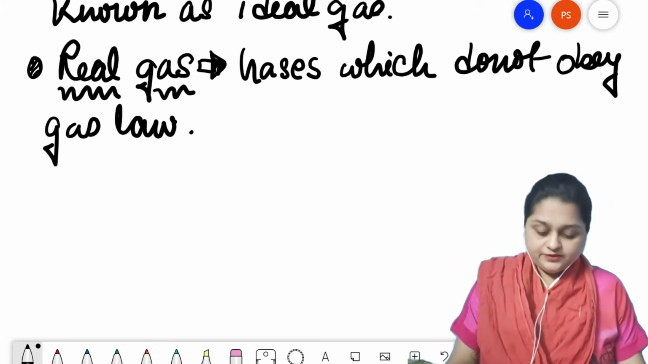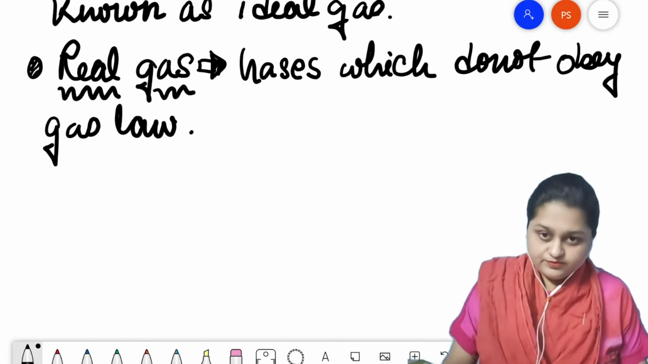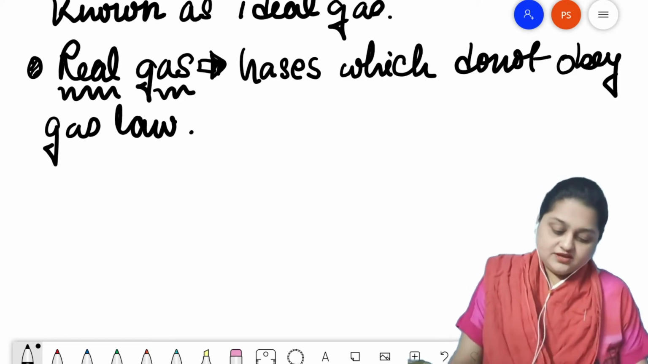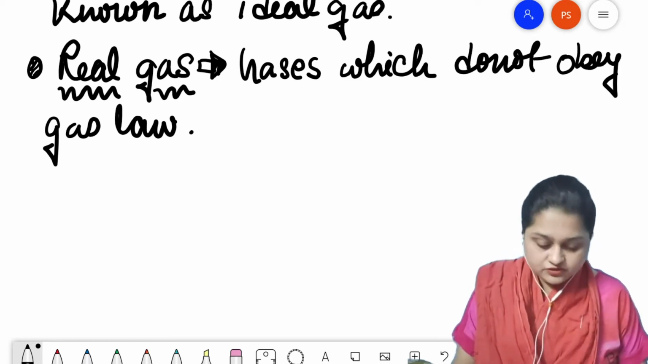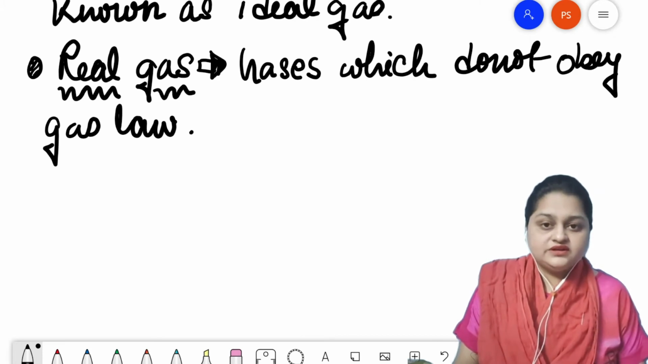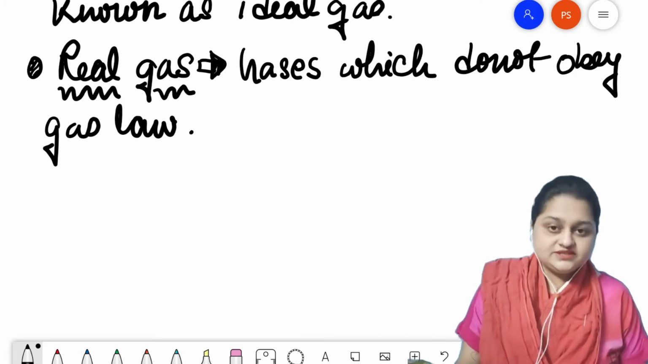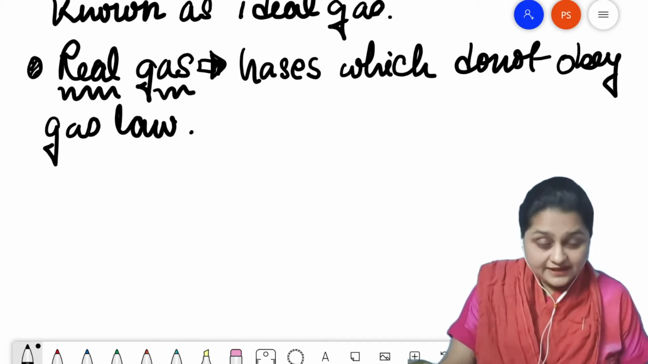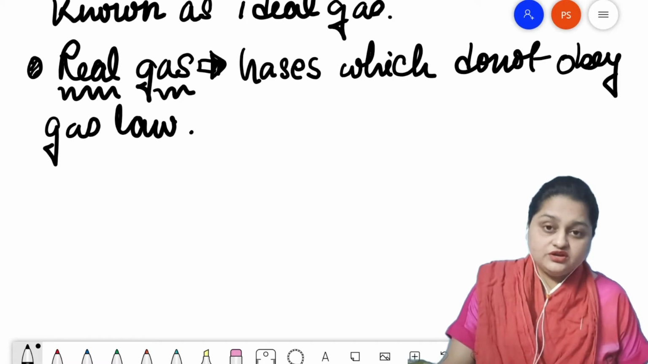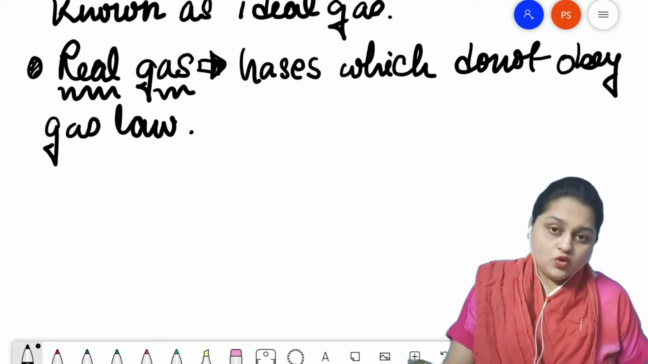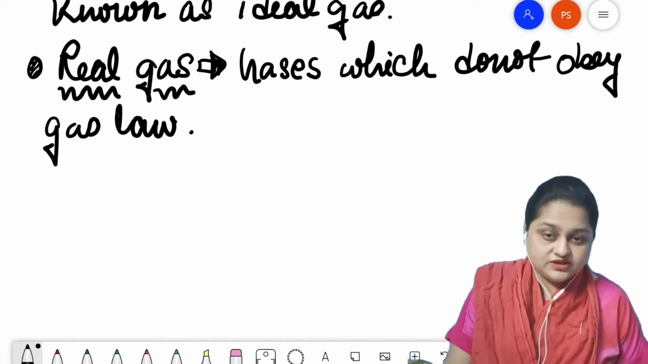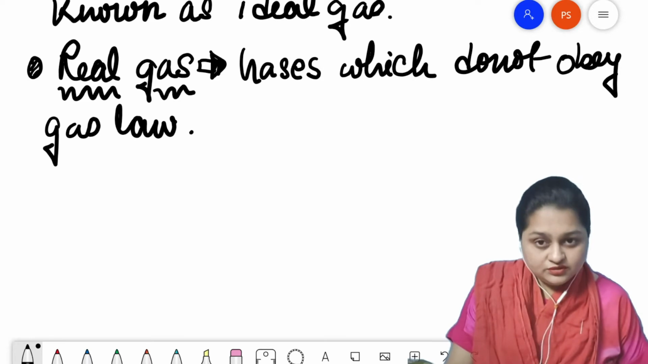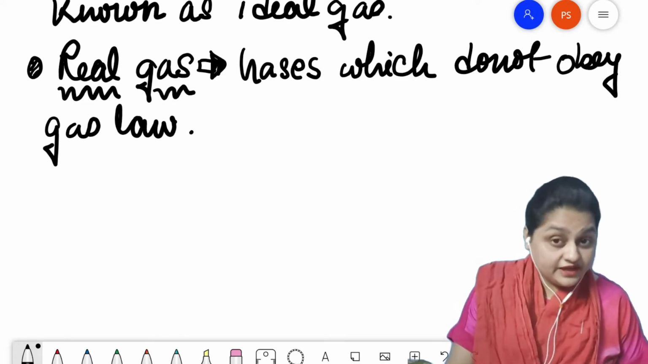It is found that most gases in nature, in fact no gas in nature, completely follows gas laws. That's why in nature gases are known as real gases, but under certain conditions, real gases can behave like ideal gas. That's why the ideal gas equation is important for us to study, to understand the behavior of gases under certain conditions, and then we can extrapolate to other conditions to study real gases also.